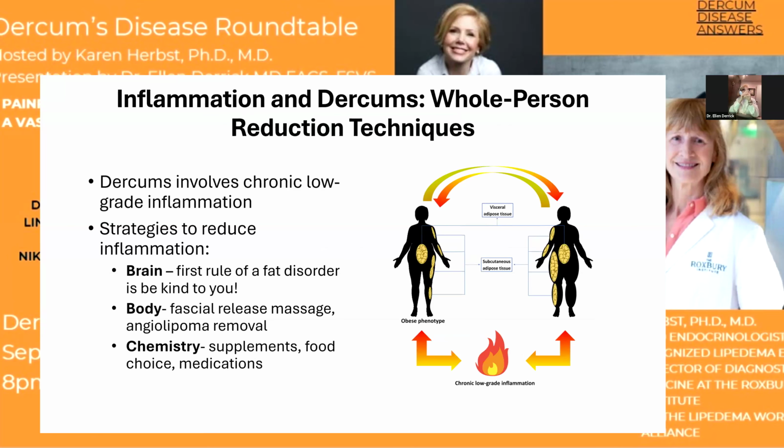This is a great slide talking about the different pieces of Dercum's disease and inflammation. When we talk about treating a fat disorder, and we talk about treating Dercum's, and we're not talking about the surgical piece, we're talking about general management. There are three main components that drive inflammation in a human being. There's the brain component that drives it, and that's the stress.